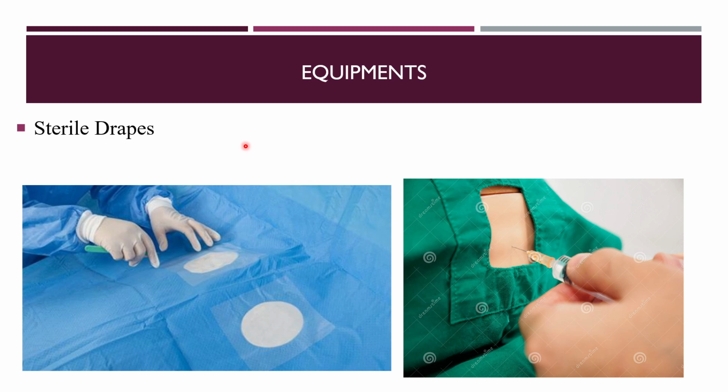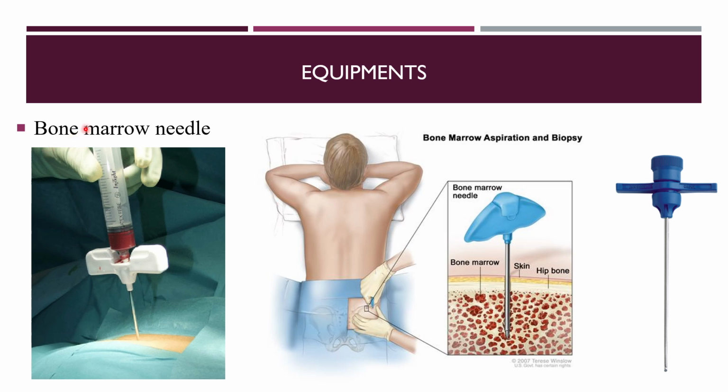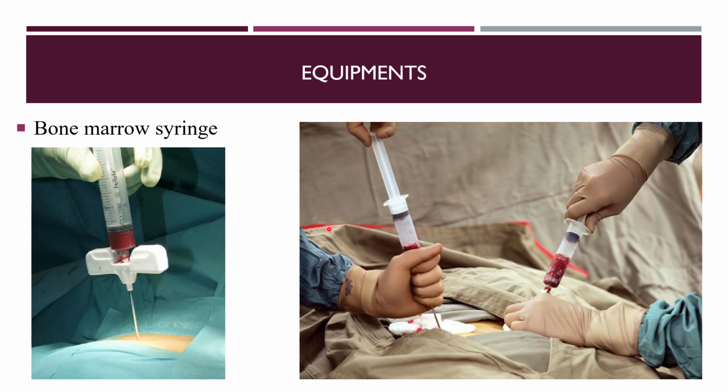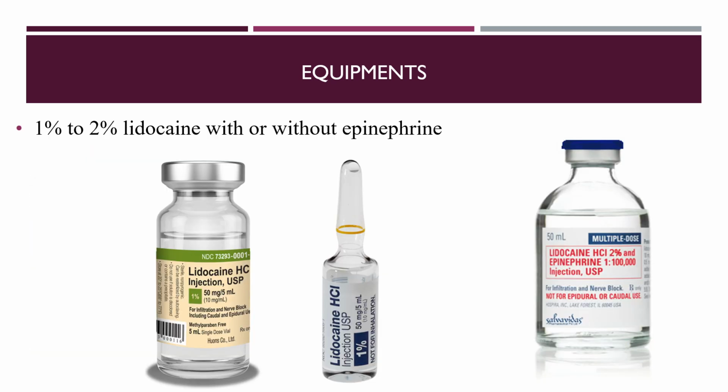This procedure involves the sterile drapes, and the bone marrow needle, which we have talked about, 2 centimeters long. This is how the procedure is done. Now, this is the bone marrow syringe in which you will collect the cytological part. This is the anesthesia used in this procedure, which is 1 to 2% lidocaine, sometimes given with epinephrine or sometimes without.